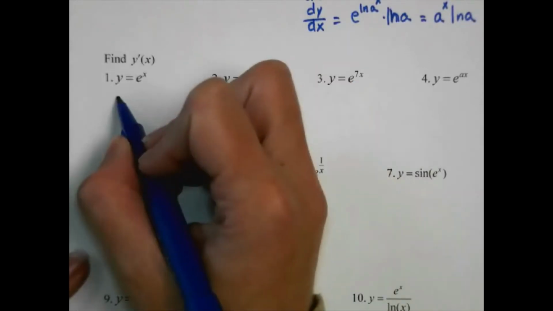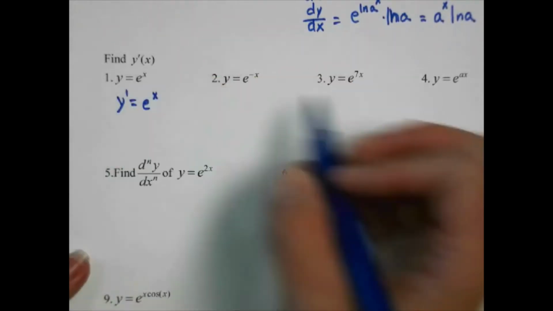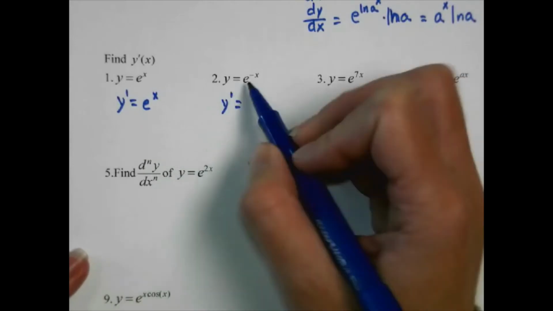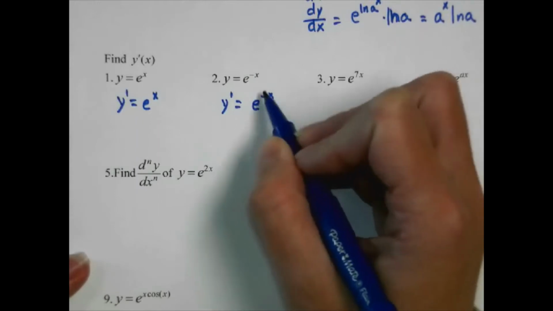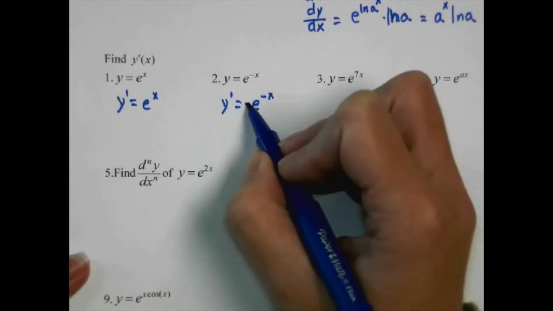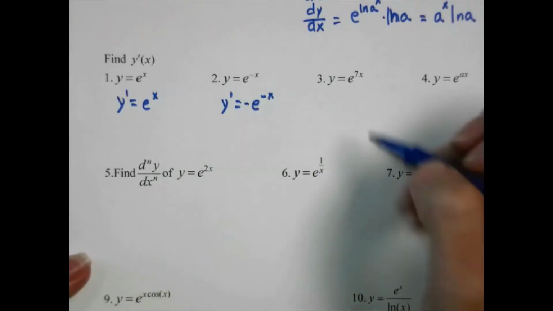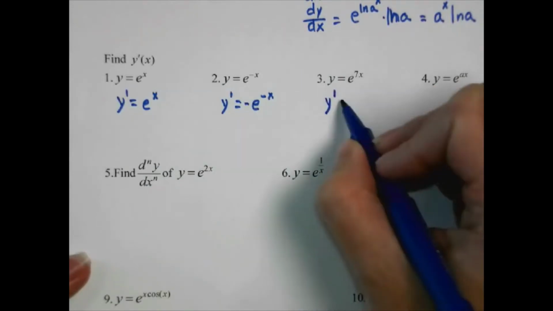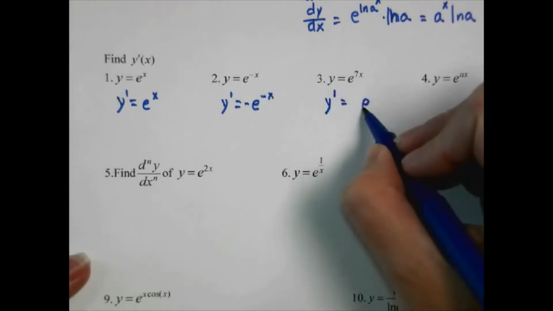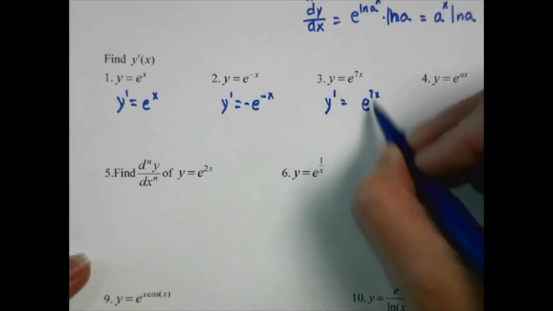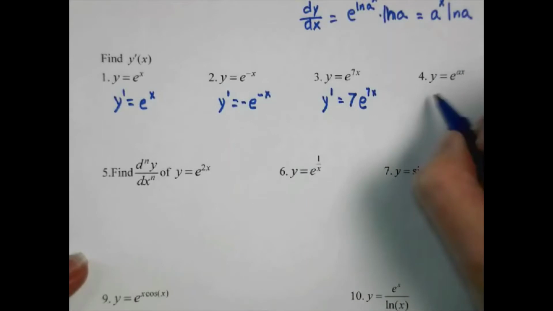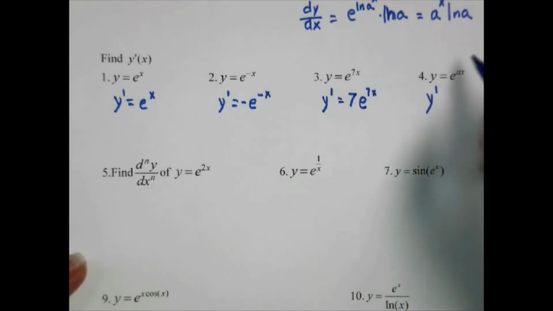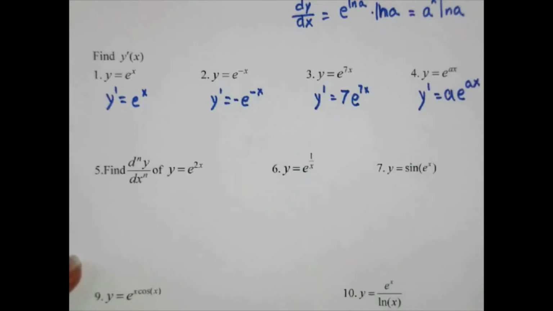The derivative of e to the x, y prime, is e to the x. Here, if I have e to the negative x, we're going to have e to the negative x times the derivative of negative x, which is negative 1. So this is just going to be negative e to the negative x. This one is going to be e to the 7x times the derivative of 7x, which is 7. So we can generalize that the derivative of e to the ax is going to be a e to the ax.